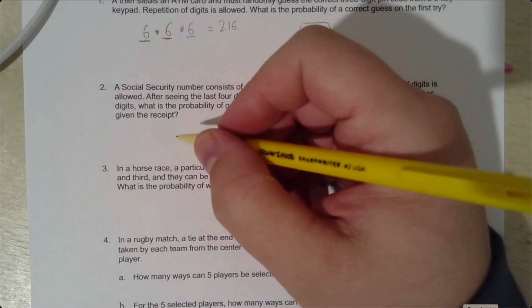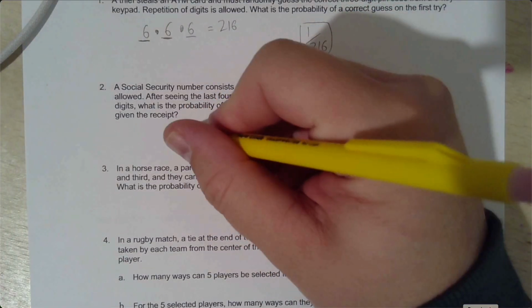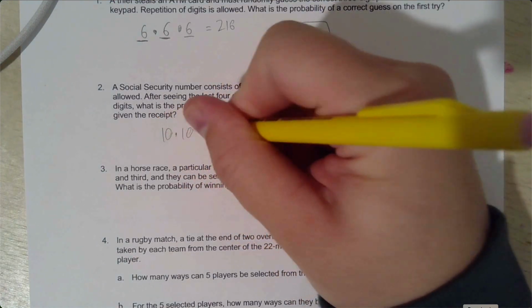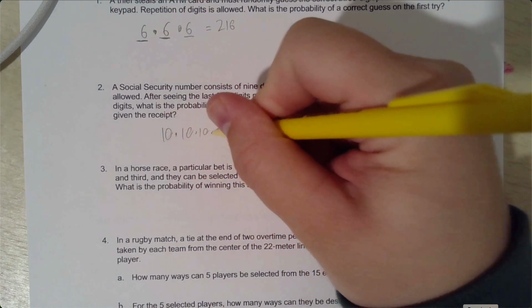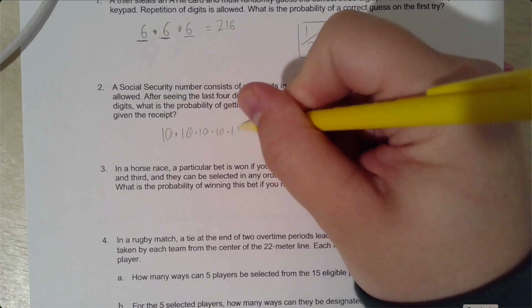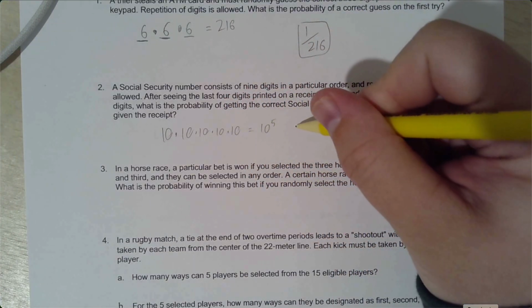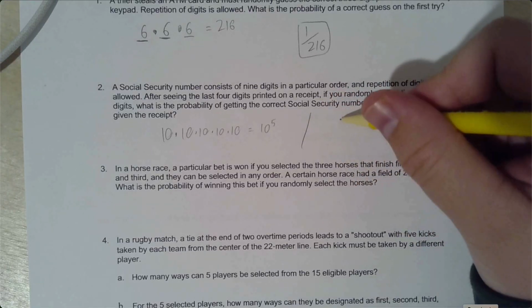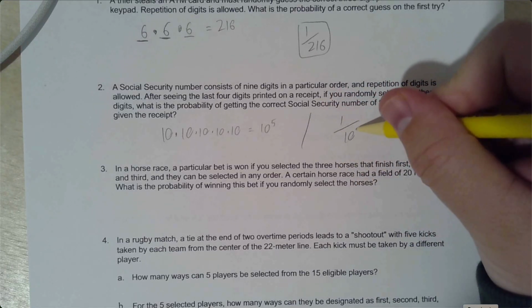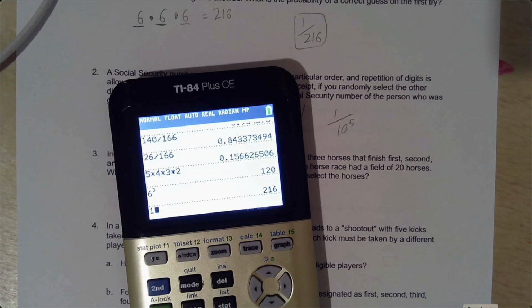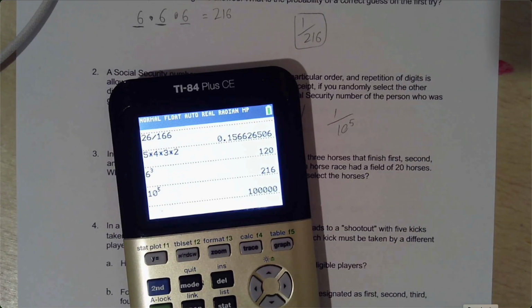Well, there are, again, 10 digits, because you could have 0 and 1 through 9. So that's literally going to be 10 times 10 times 10 times 10 times 10. Repetition is allowed. That's 10 to the 5th. And so then the probability would be 1 over 10 to the 5th. And let's maybe write that and see what we get. So what is 10 to the 5th? It's 10, well, with 5 zeros at the end.